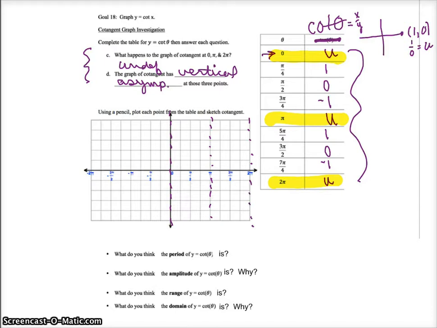And then plot these other points. So pi over 4, 1, pi over 2, 0, 3 pi over 4, negative 1, 5 pi over 4, 1, 3 pi over 2, 0, and 7 pi over 4, negative 1. So you can see that cotangent falls to the right.